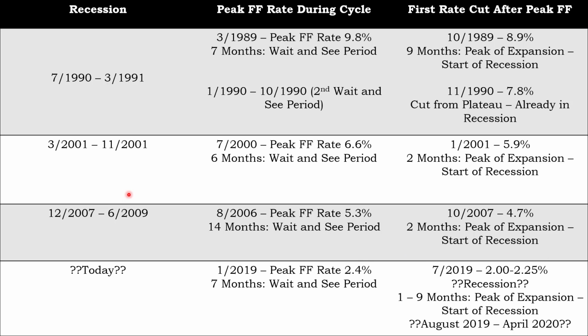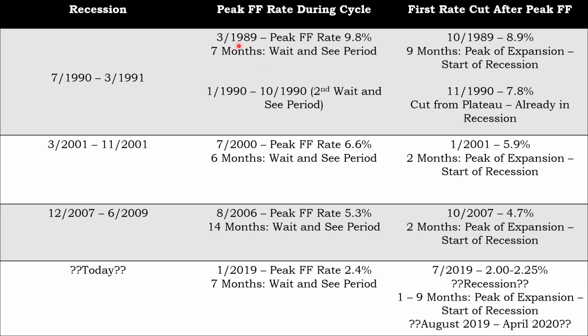Now, for those of you who may have also looked at our previous video presentation with unemployment, this is very similar analysis. What we're looking at here is the past few recessions, the peak federal funds rate during the cycle, and the first rate cut after that peak. This is simply that wait-and-see mode, and when they start to cut, and when we find ourselves in recession. So the first recession we are going to look at is the 1990-1991 recession.